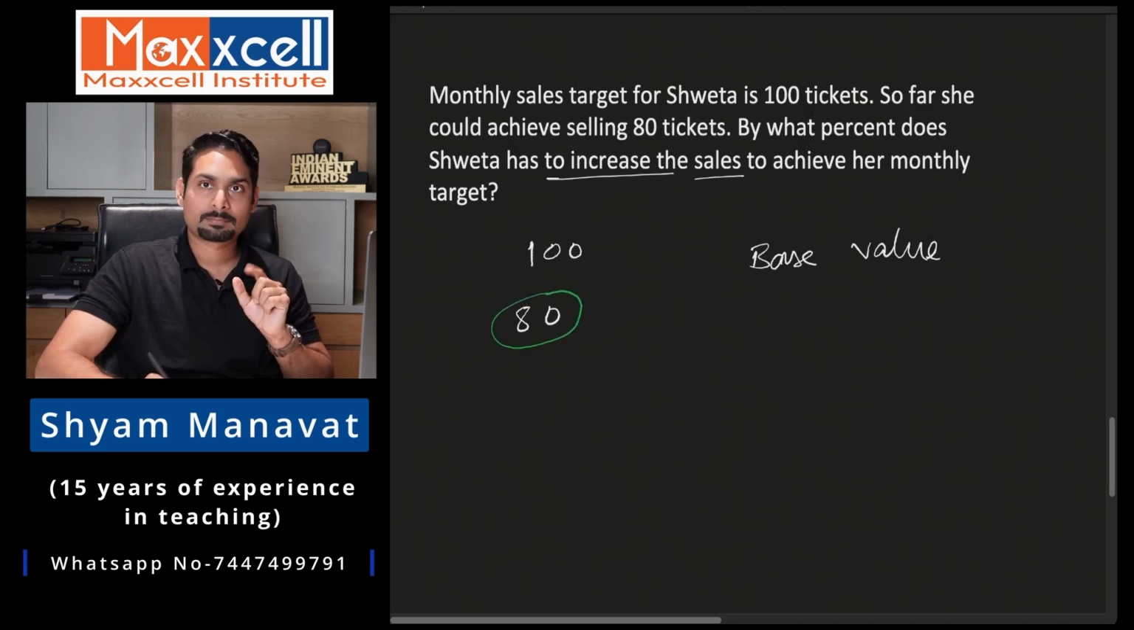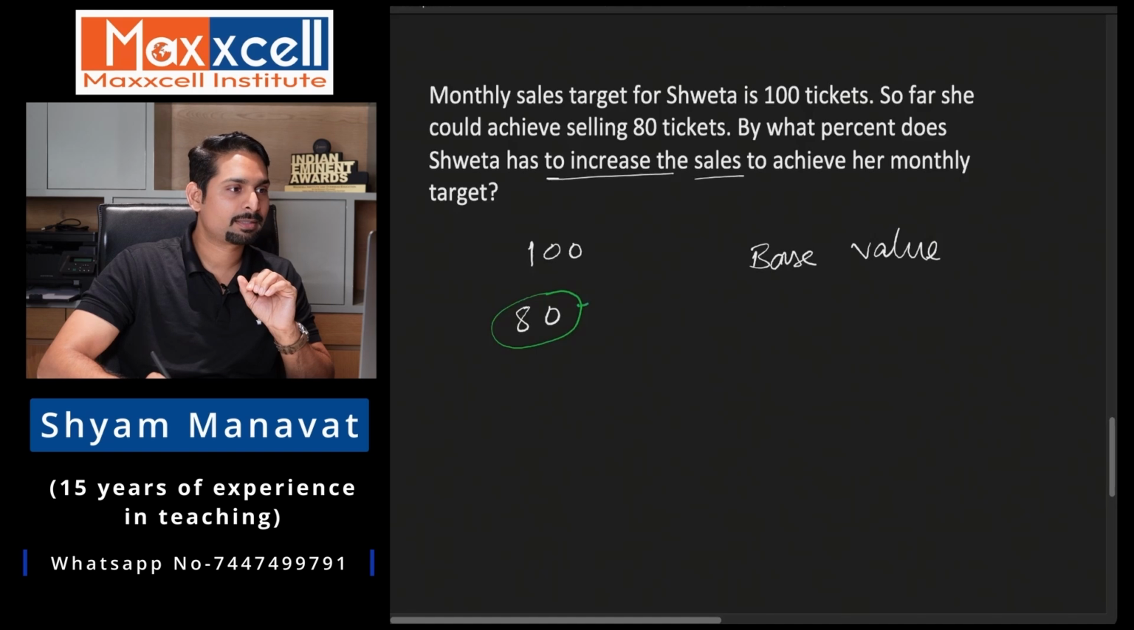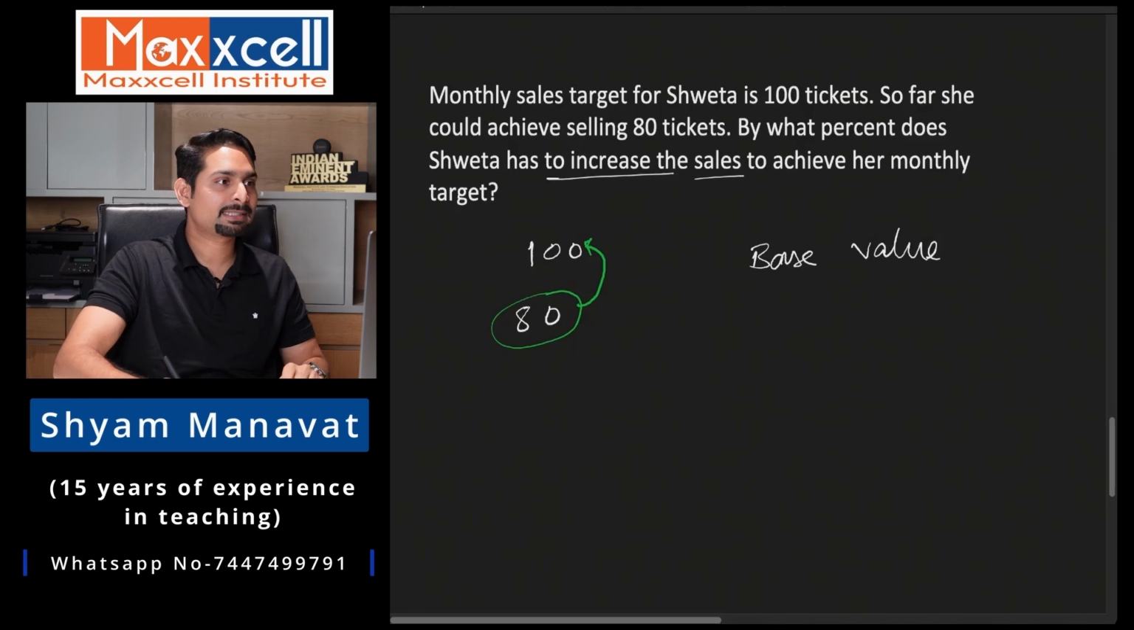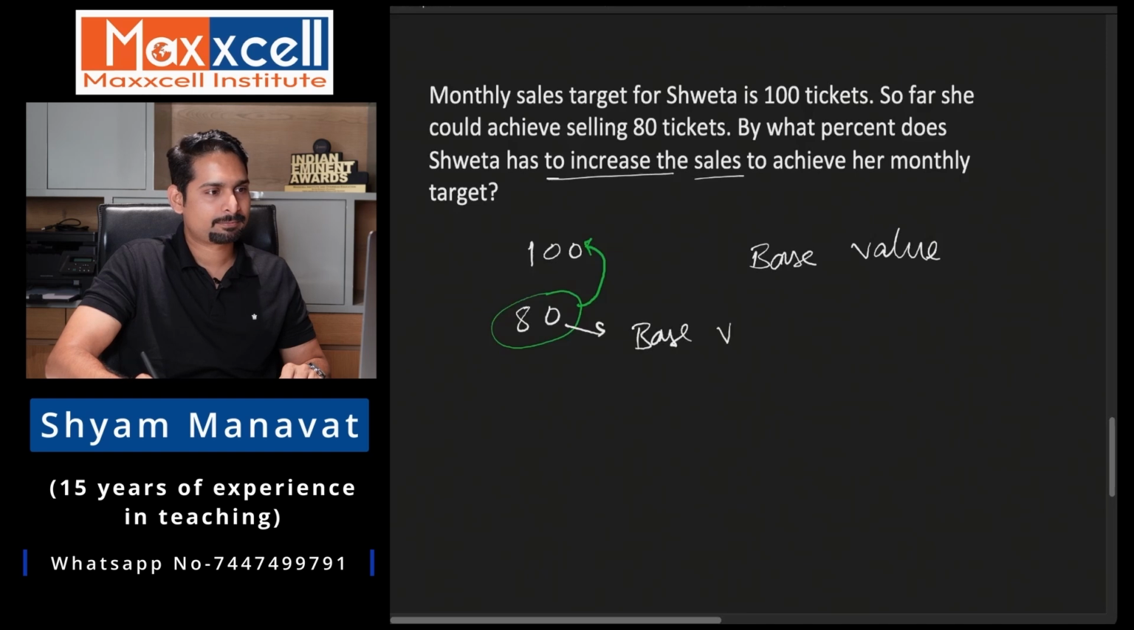80. You achieved so far how much? 80. So now you want to achieve how much? 100. That means from 80 you want 100. Correct? So to calculate the increase, the base become what? This become your base value. I hope that's clear to you.